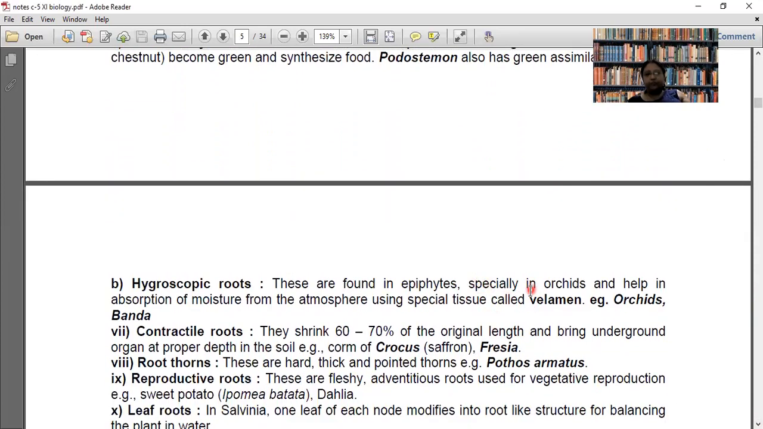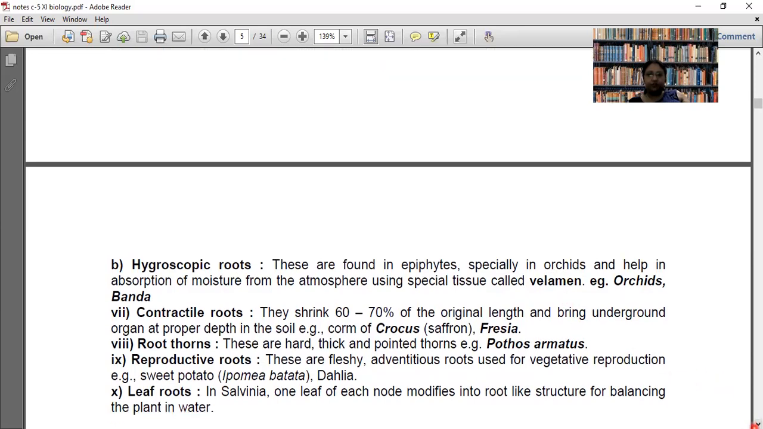They are also present in epiphytes, especially in orchids, where these plants have no contact with the soil. They do not have soil, so from where will they obtain water? So what happens is they have hygroscopic roots. They have a sponge-like structure in these roots, which is called velamen. Whatever moisture is present in the atmosphere, they can absorb that. What do you think? Don't you think it is interesting? Did you know that so much variation is possible in roots?